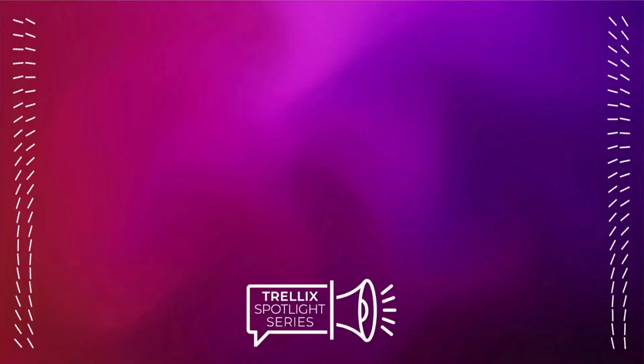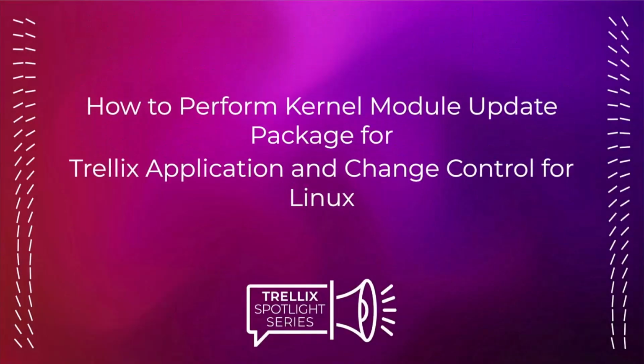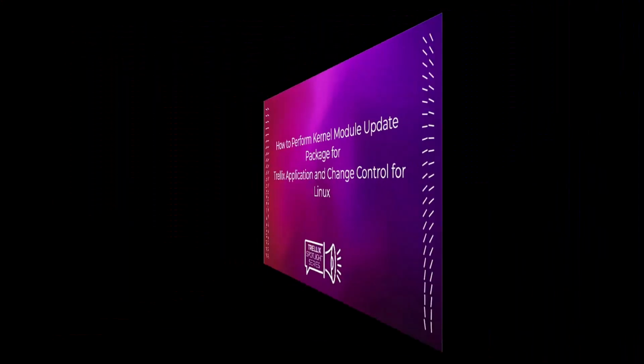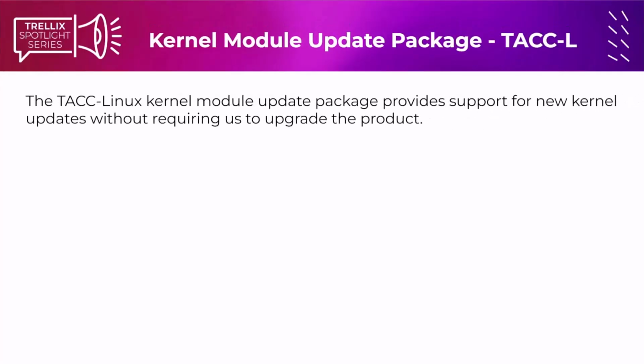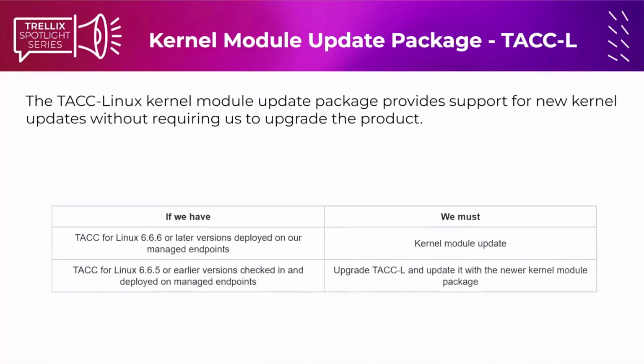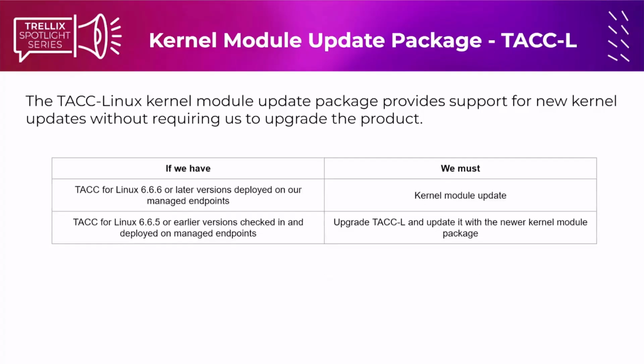Now let's see how to perform kernel module update for Trellix Application and Change Control. Just like the Endpoint Security kernel module update package, the Trellix Application and Change Control kernel module update package provides support for new kernel updates without requiring us to upgrade the product. But there are scenarios where if we have Application Change Control version 6.6.6 or later deployed on our managed endpoints, we must use the kernel module update package for updating.